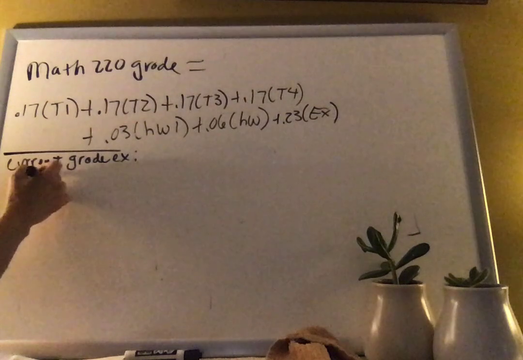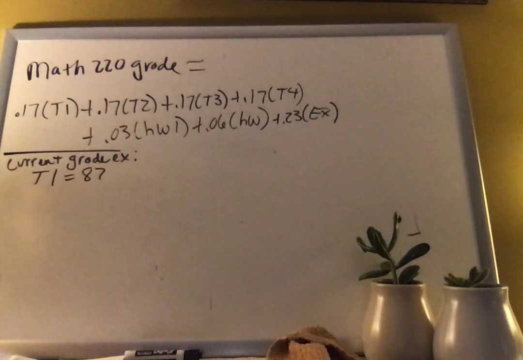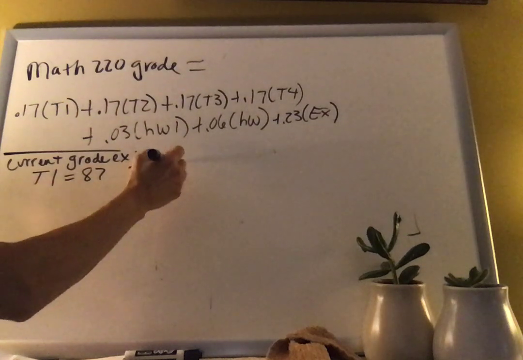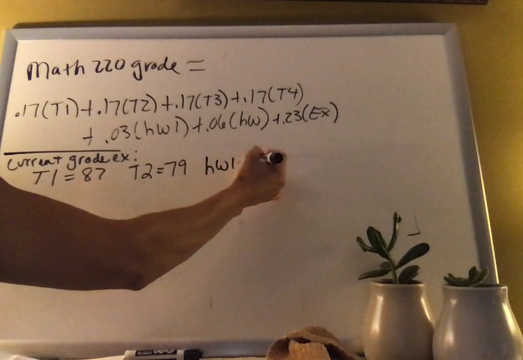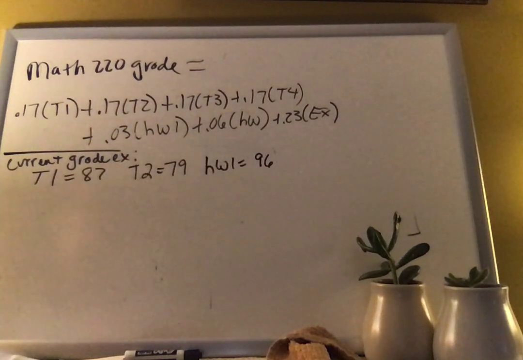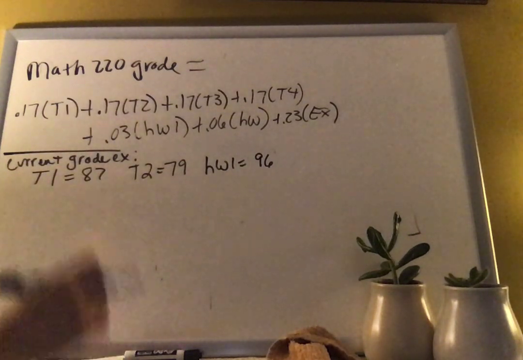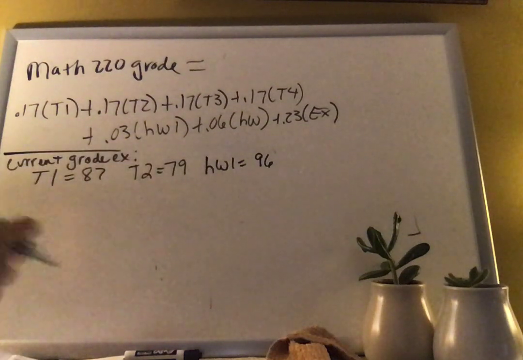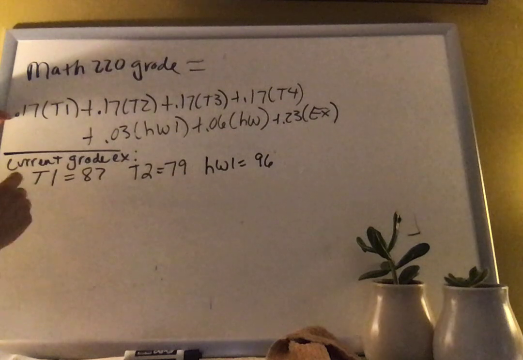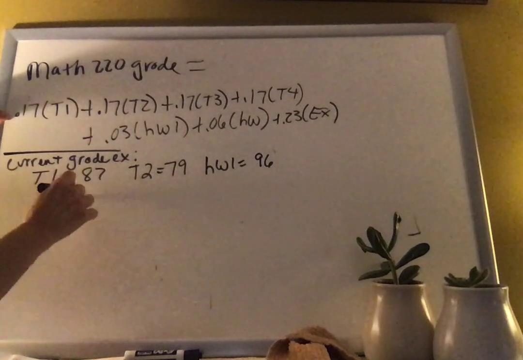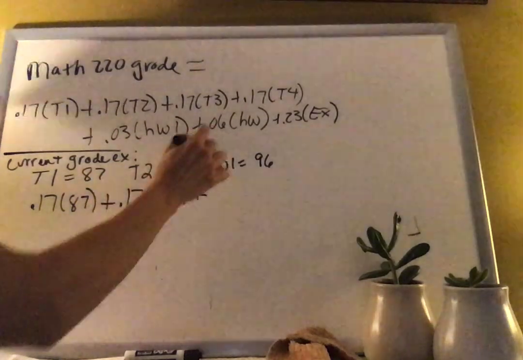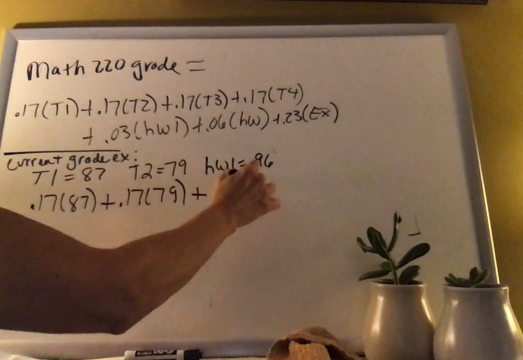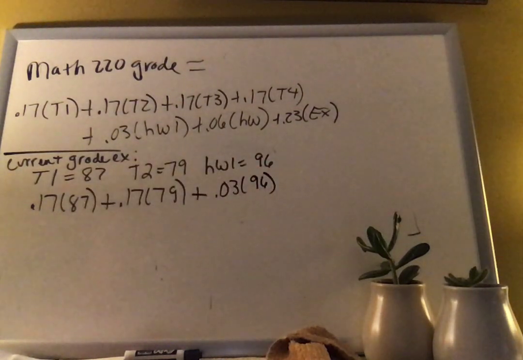All right, let's say you've taken test 1 and you made an 87. Let's say you've taken test 2, you've made a 79, and the SPSS homework number 1, you made a 96. So this would be kind of representing, I don't know, 4 to 5 weeks from now that you have those 3 grades so far, and you want to know what your current grade is. And you start using my formula. You're like, okay, 0.17 times 87 plus 0.17 times 79 plus 0.03 times 96. Most students get that far.